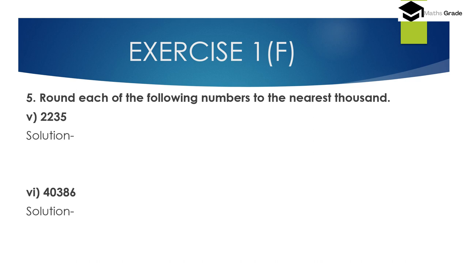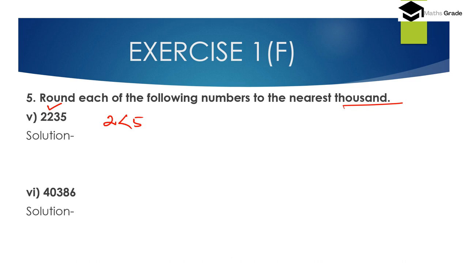Now question number, 5th bit, 2235. We have to round this number 2235 to the nearest 1000. When we round any number to the nearest 1000, we have to first look at the 100s digit. Here the 100s digit is 2, and 2 is less than 5. So don't add 1 to the 1000s digit.